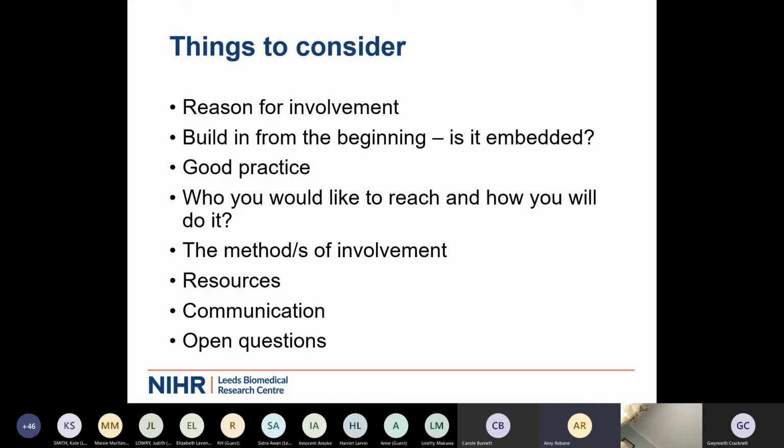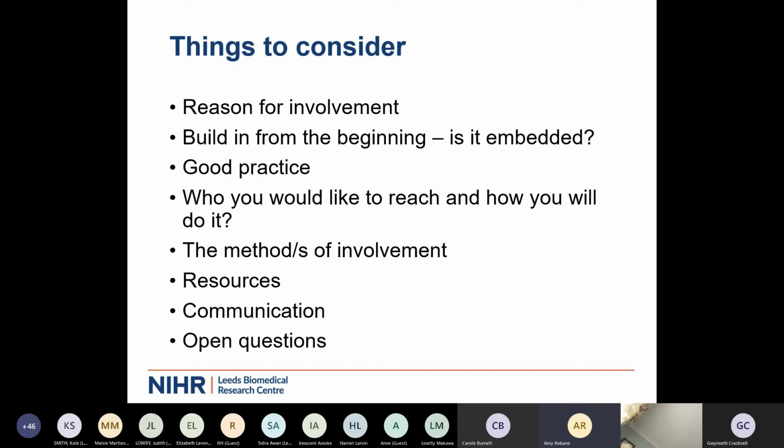Who would you like to reach and how will you do that? Think not just about diversity full stop, but what does diversity mean to you? What does diversity mean to your research? And how will you ensure that diversity is met by creating inclusive activities? You might have to think out of the box a bit in terms of how you go through the usual channels to reach patients. You might have to think beyond your healthcare settings to other organisations out there in the community and in the voluntary sector. And of course, at the Biomedical Research Centre, that's something we can support you with.